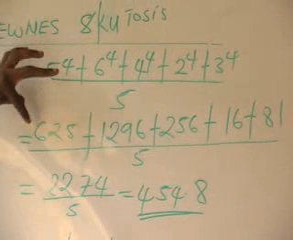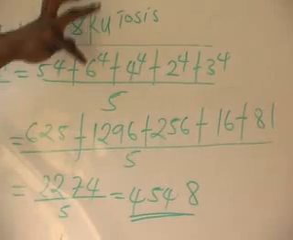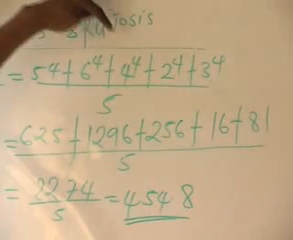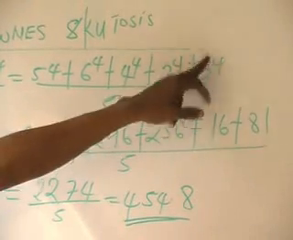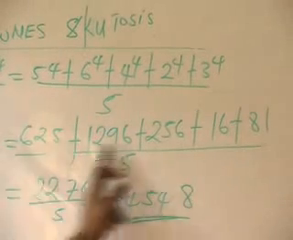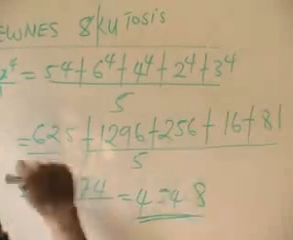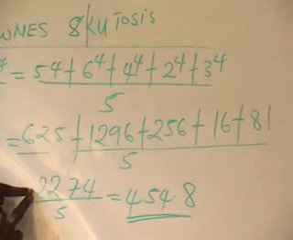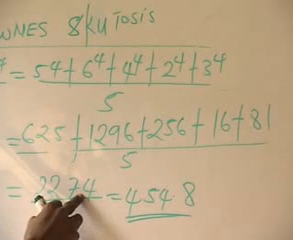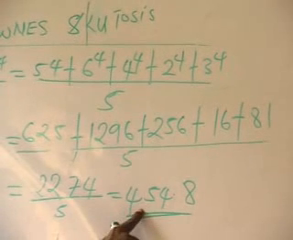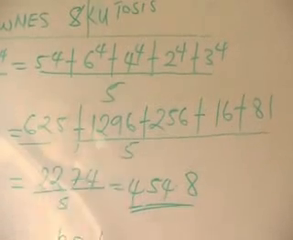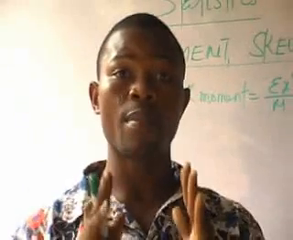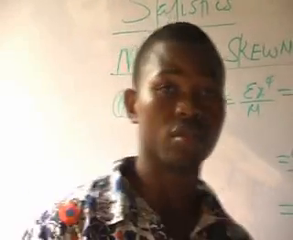5 raised to the power 4 will give us 625. 6 raised to the power 4 will give us 1296. 4 raised to the power 4 will give us 256. 2 raised to the power 4 is 16, then 3 raised to the power 4 is 81. So when we add all this together, we are going to have 2274. Then when we divide it by 5, we are going to get this answer. So that's all about the fourth moment. The next thing we are going to look at now is moments about the mean.